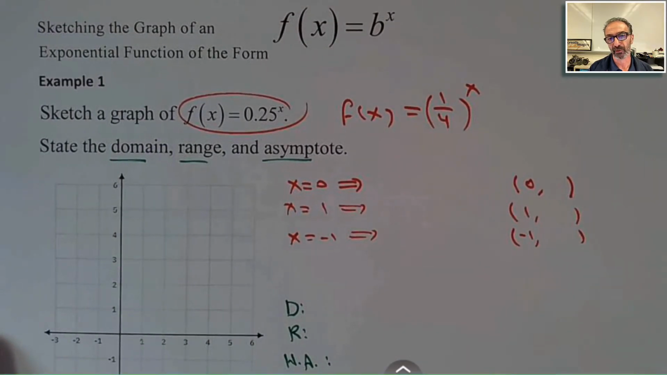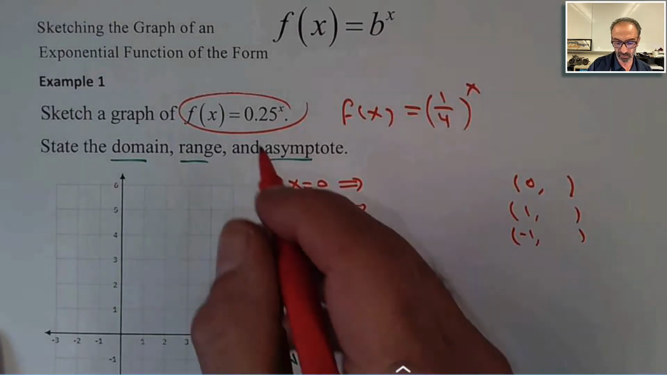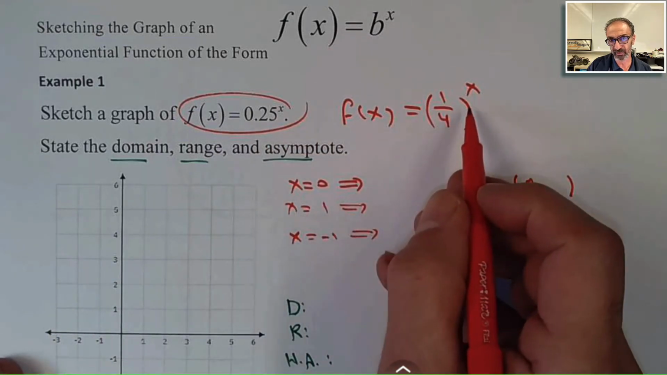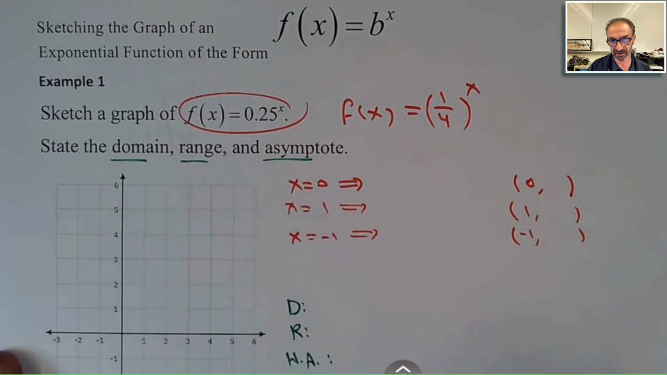Now, sketch the graph of f of x equals 0.25 to the power x. 0.25 is a quarter, which is 1/4. That's another way to look at it. Then you want me to state the domain, range, and asymptote.